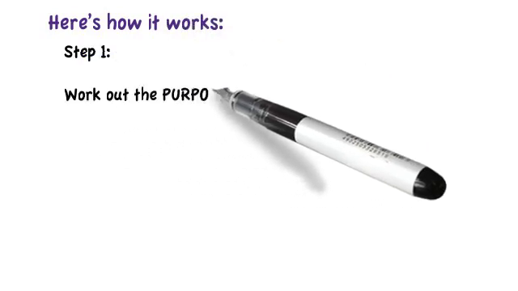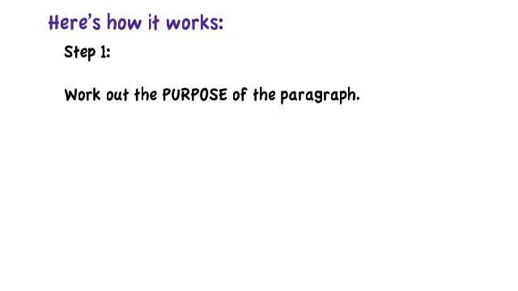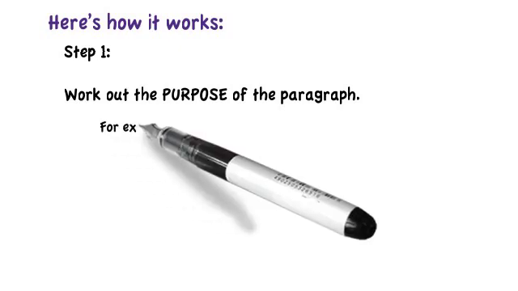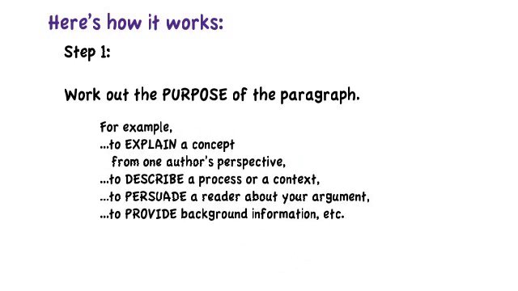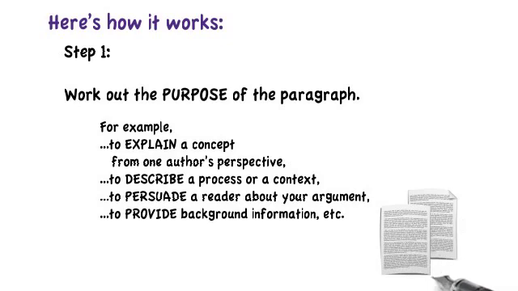So here's how it works. The first step is to work out the purpose of the paragraph. For example, to explain a concept from one author's perspective, to describe a process or a context, to persuade a reader about an argument, to provide background information, and so on. That's the main purpose. So by figuring out the purpose of the paragraph, it will help you to keep your ideas focused.